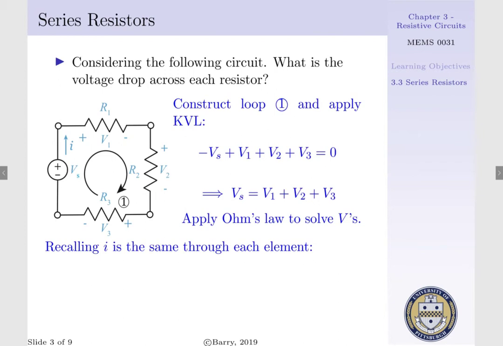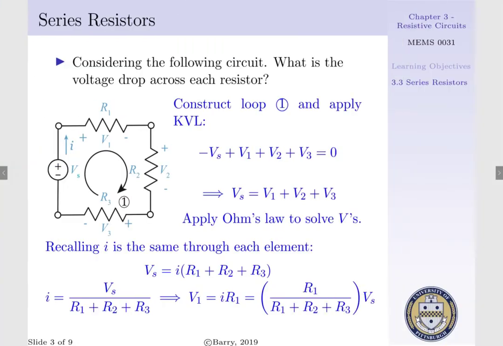Recalling the current running through each resistor is the same, we can formulate our KVL equation such that our source voltage is equal to I, our current running through each resistor, times the summation of our resistances. That is, I times the quantity R1 plus R2 plus R3. We can solve for our current via our KVL equation, for which we applied Ohm's law, where our current running through our system is equal to our source voltage per the sum of the resistances of our resistors.